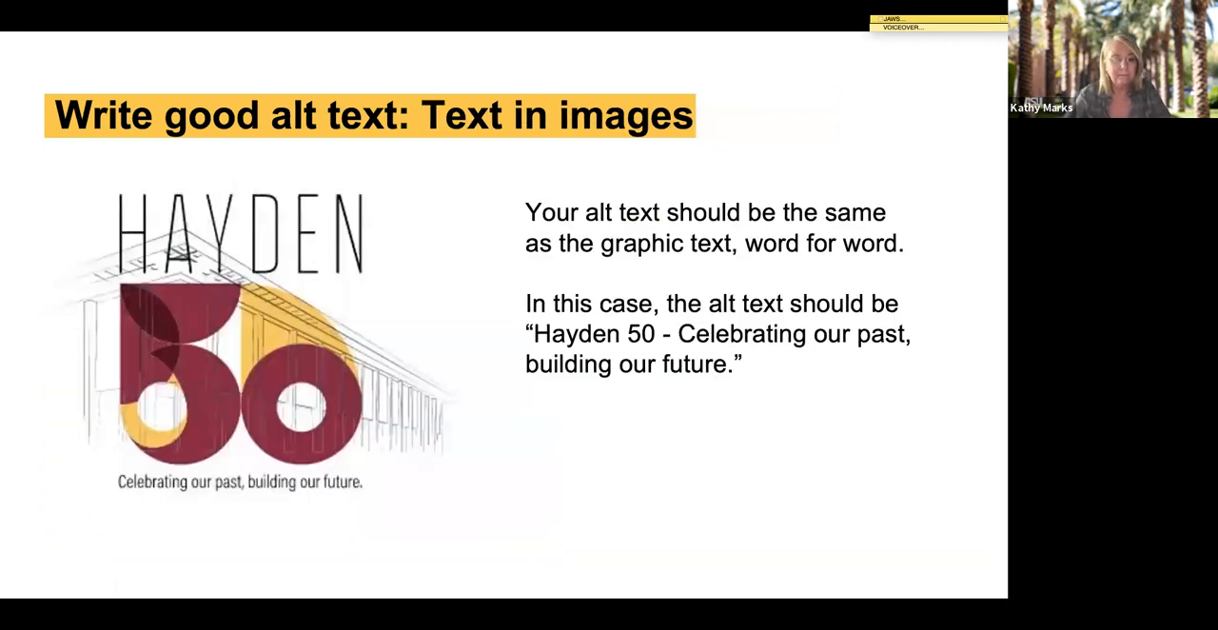Some images have text embedded in them. Images with graphic text are some of the easiest to write alt text for. Why? Because all you'll do is duplicate the text in the image word for word in the alt text. That way, people without vision get the same information afforded people with vision. For this image, our alt text would read, Hayden 50, celebrating our past, building our future.